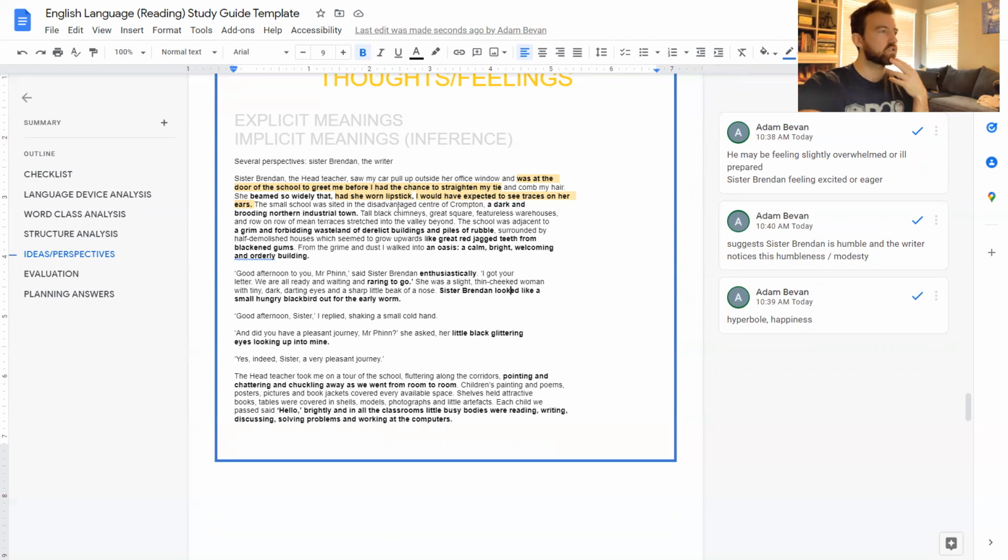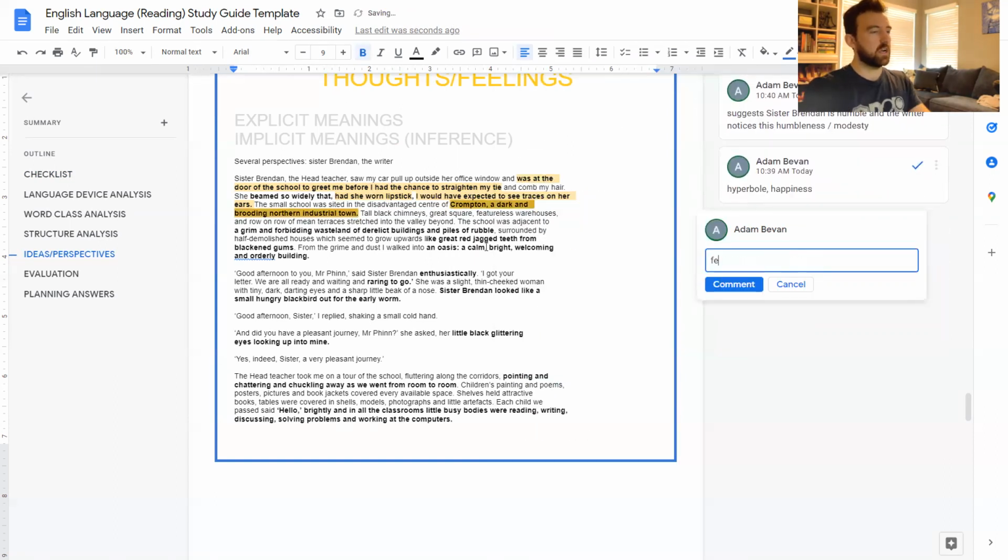He then describes the town as a dark, brooding northern industrial town. So we have a negative feeling about the town. And we see this from the imagery and symbolism of the darkness.